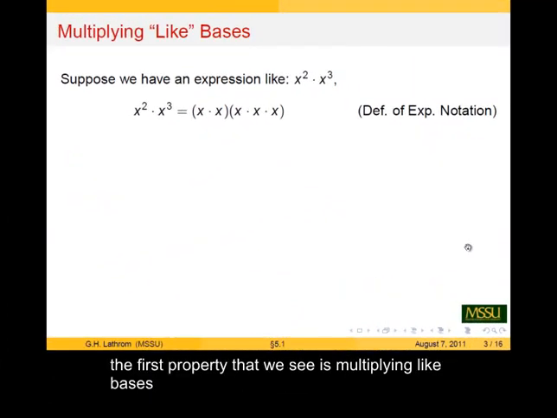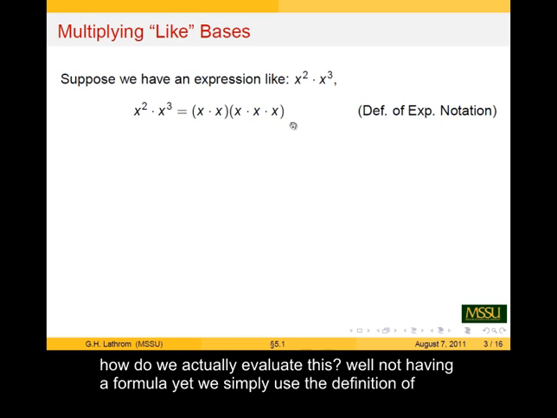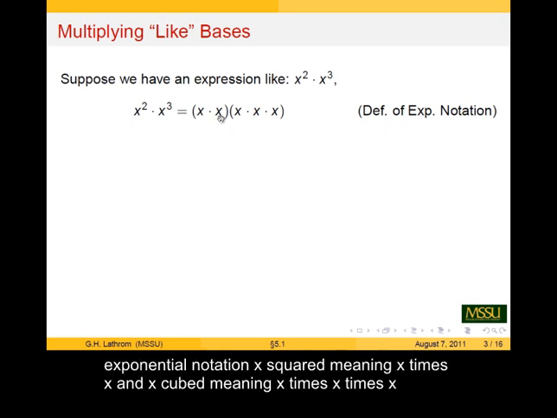The first property that we see when we're using exponential notation is when we're multiplying like bases. So suppose that we have an expression like x squared times x cubed. How do we actually evaluate this? Well, not having a formula yet, we simply use the definition of exponential notation. X squared meaning x times x. X cubed meaning x times x times x.